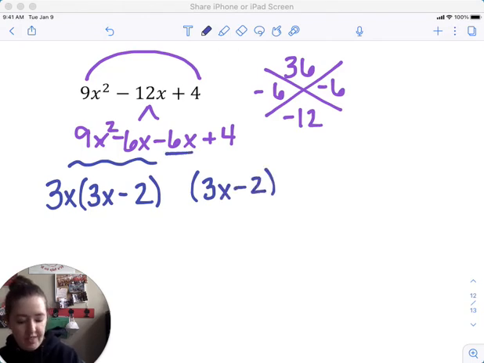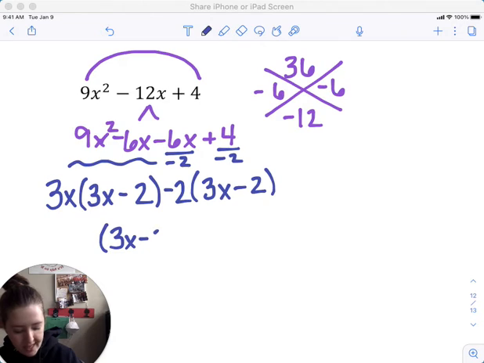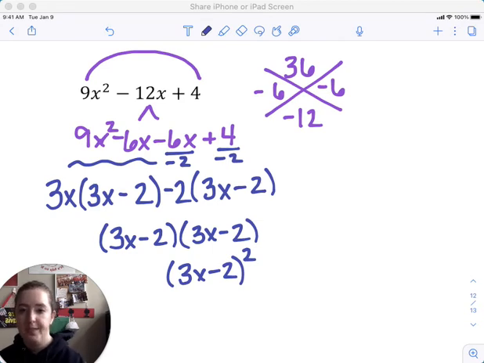So what do I have to divide negative 6x and 4 by to get positive 3x and negative 2? Yeah, I have to divide by negative 2. So I'll have a minus 2 right there in between. So we'll factor out what they have in common, that 3x minus 2, and then we're left with the stuff on the outside, 3x minus 2. If you wanted to, you don't have to, but if you wanted to, you could rewrite this as 3x minus 2 squared, since I have the same thing multiplied by itself.